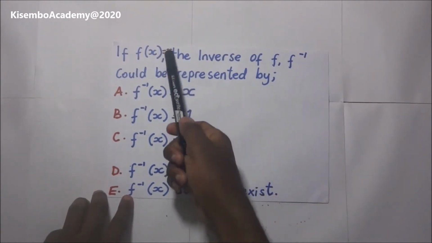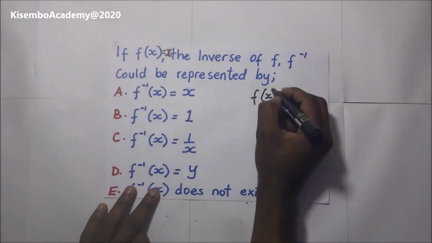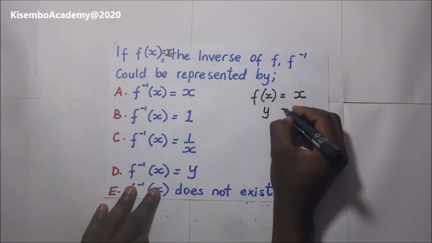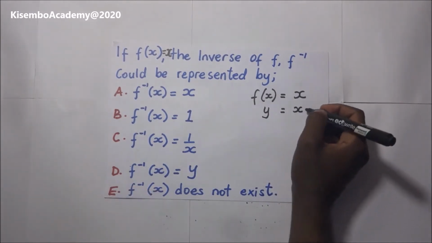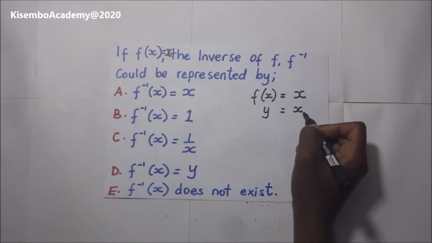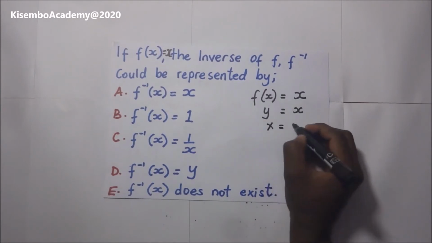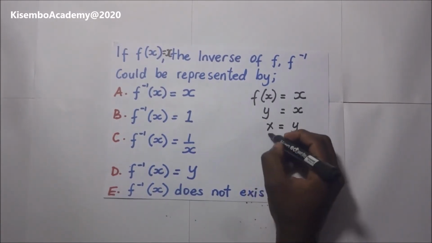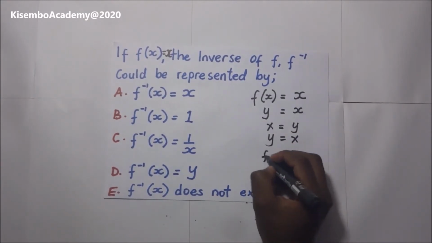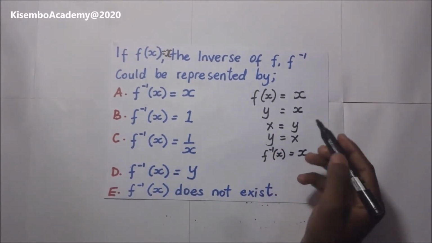So if f of x is equal to x, let's call this y, meaning that y is equal to x. Of course, already here x is the subject, so x is equal to y. So if we flip those, y will still be equal to x. What does that mean? It means that the inverse of x is still going to be x, and our answer here is A.